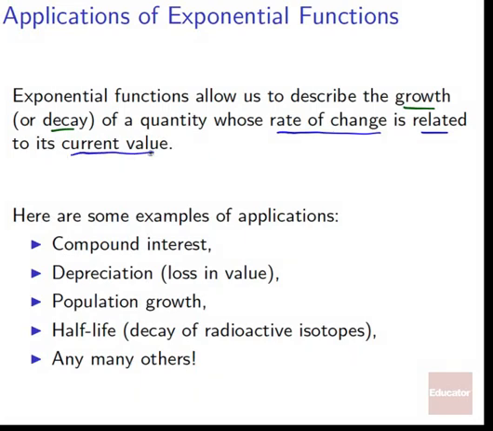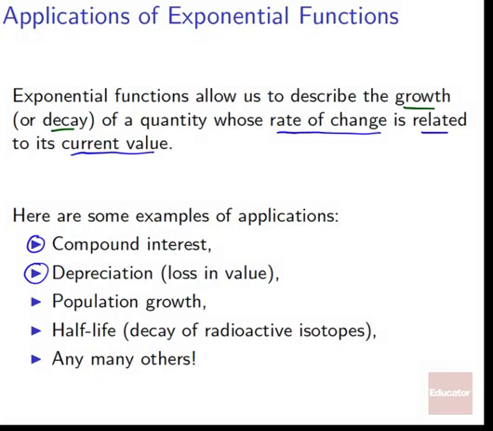So some examples of applications, and we can also see how their rate of change is related to its current value. Compound interest, right? The amount of interest that an account earns is connected to how much money is already in the account, right? If you've got $10,000 in an account, it will earn more than if it has $1,000 in the account, than if it has $100 in the account. So this is an example of seeing how the rate of change is related to the current value of the object.